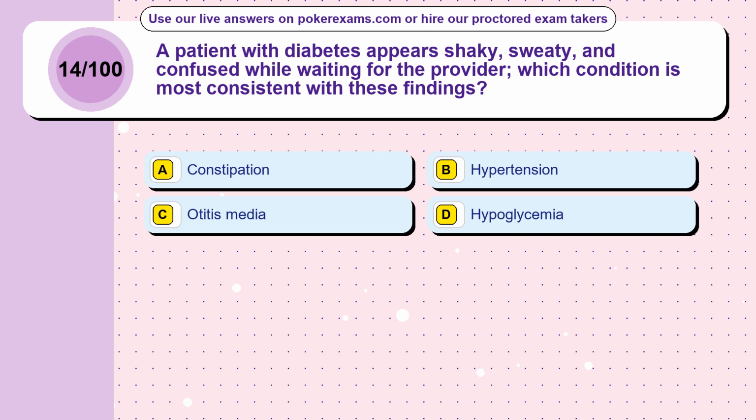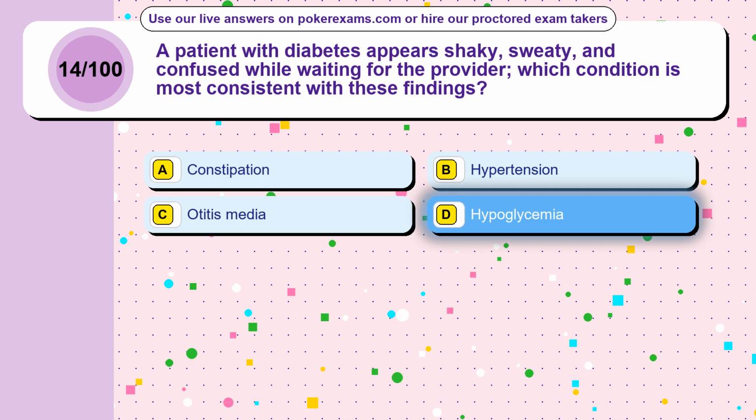Question 14. A patient with diabetes appears shaky, sweaty, and confused while waiting for the provider. Which condition is most consistent with these findings? Option A, constipation. Option B, hypertension. Option C, otitis media. Option D, hypoglycemia. The correct answer is option D, hypoglycemia.